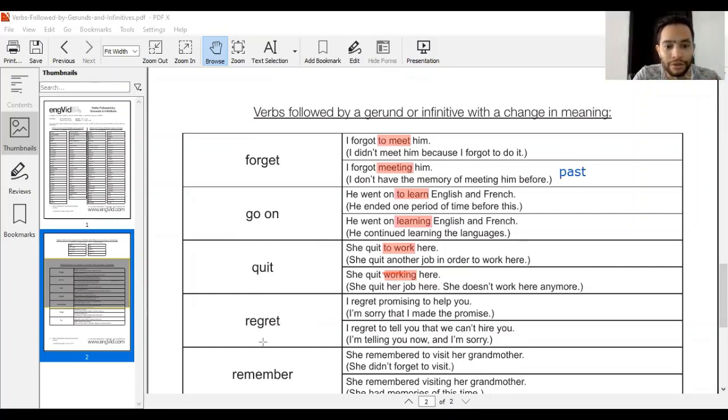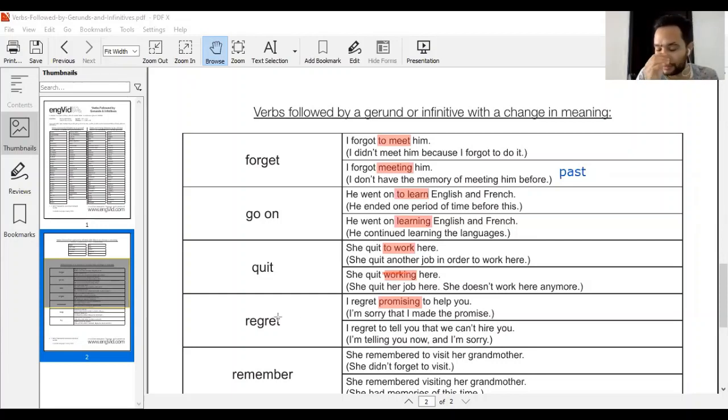Now, let's continue. Regret, right? Regret. In the case of regret, well, this is a little similar to forget, right? It's a little similar to forget. Now, regret, ing. The example says, I regret promising to help you. In other words, I'm sorry that I made the promise.